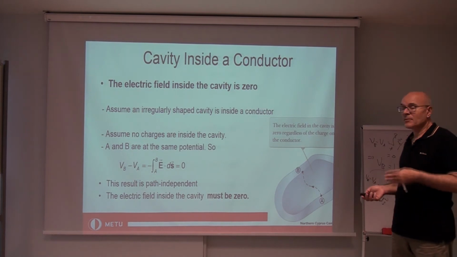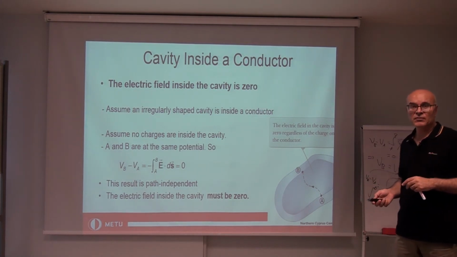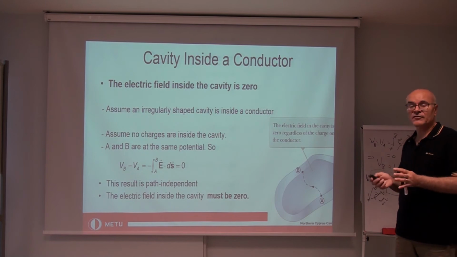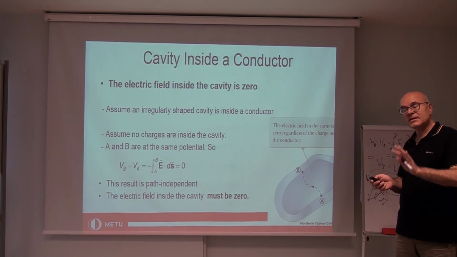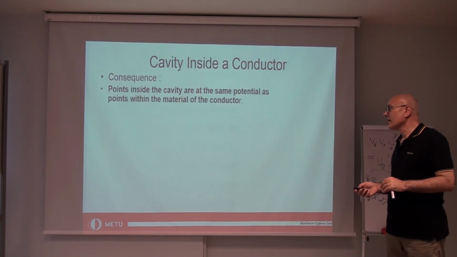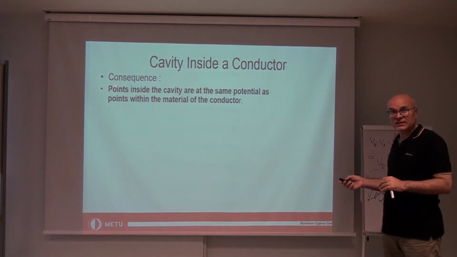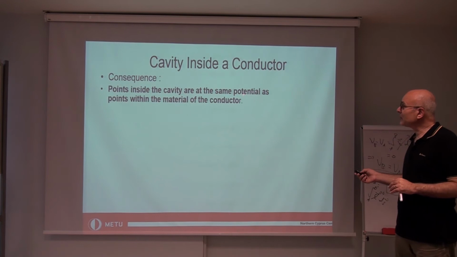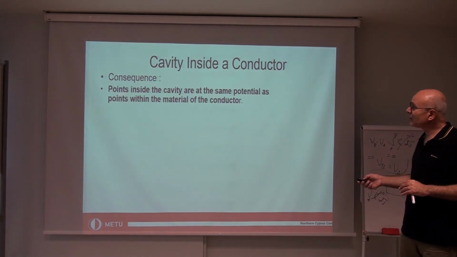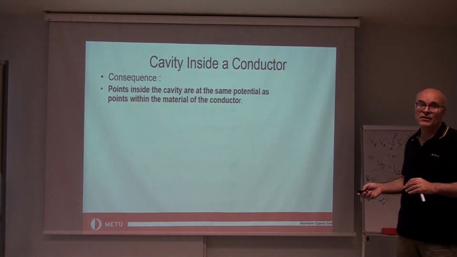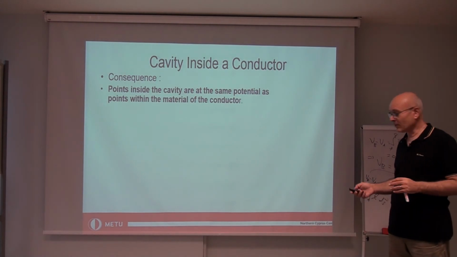So this is a proof of a statement that we made earlier, that even if you have a cavity inside the conductor, the electric field is 0, not only within the material of the conductor, but also within the cavity. A consequence of this is that points inside the cavity are all at the same potential, and they are at the same potential as points within the material of the conductor.